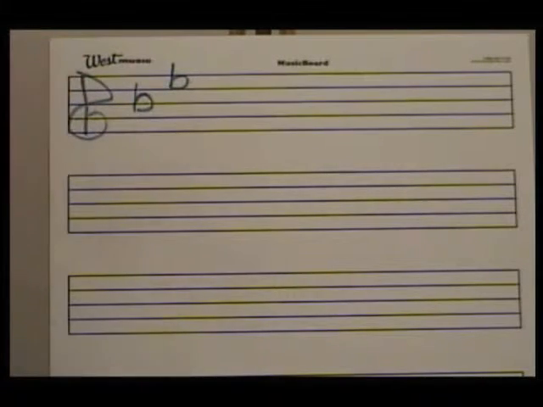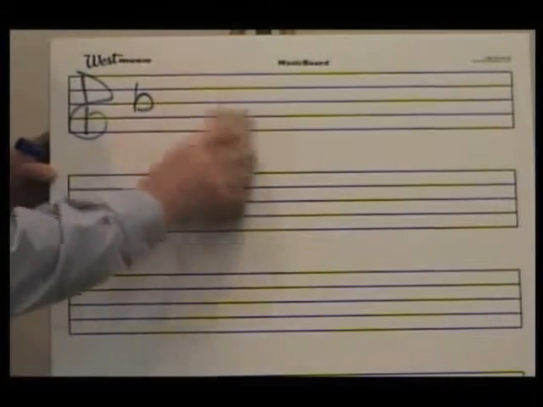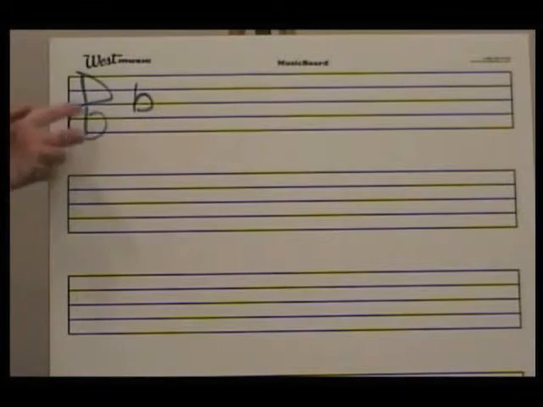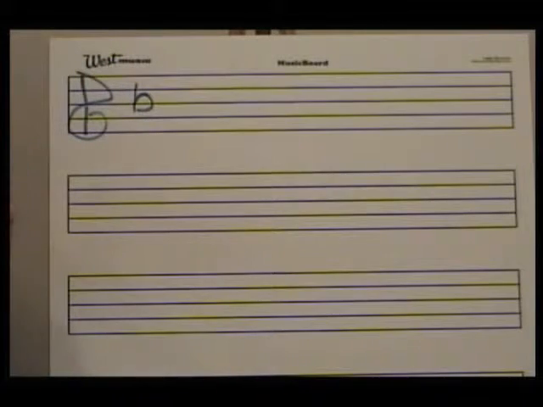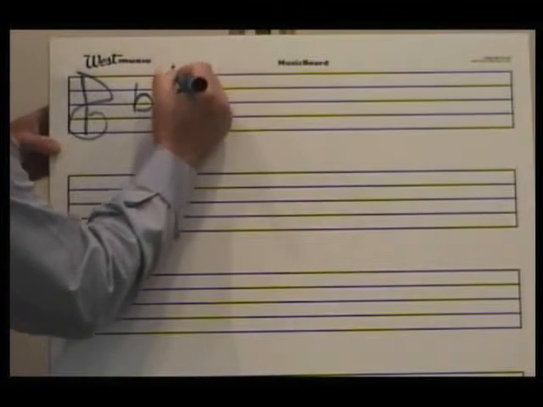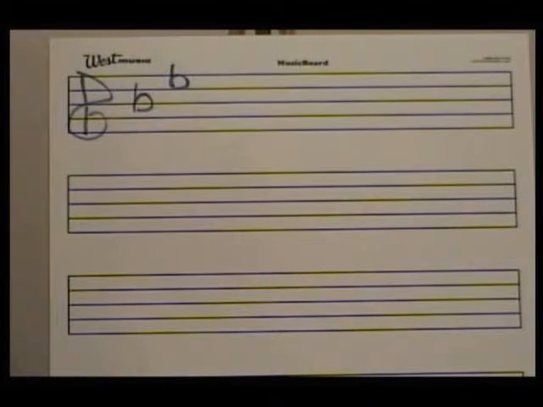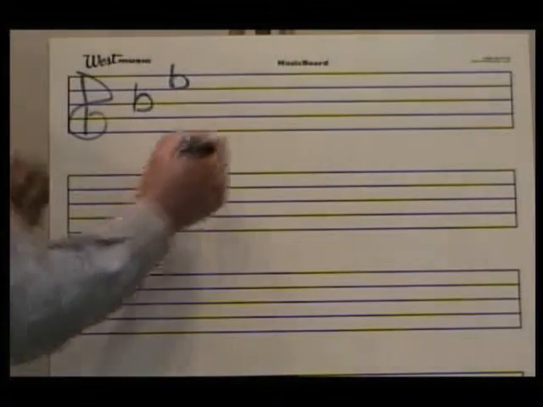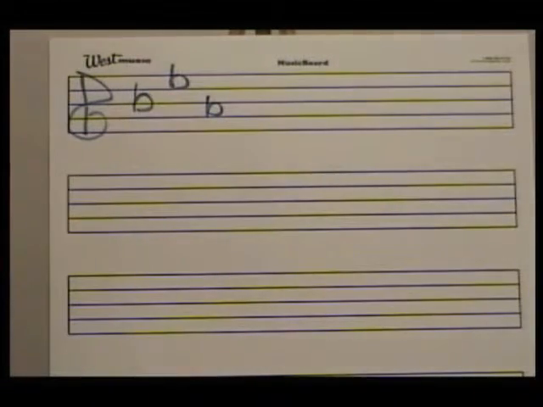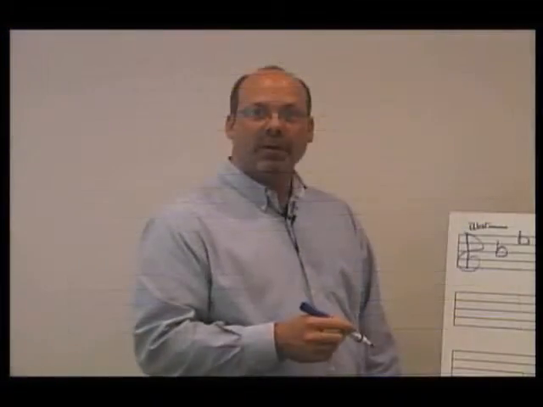In the key of F, there's one flat, and it's B flat. F, G, A, B flat. From B flat, I go up 4. B flat, C, D, E flat. From E flat, I go up 4. E flat, F, G, A flat. And so on and so forth. The circle of fourths goes up in flats. Flats go up in the circle of fourths.